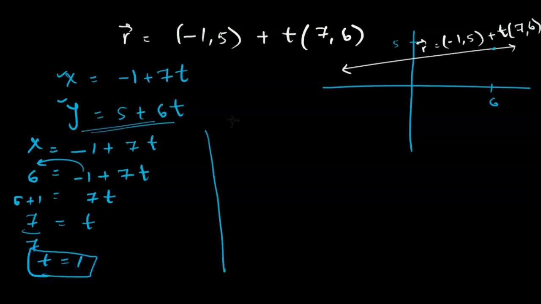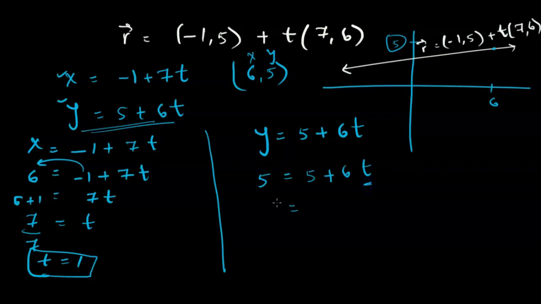Similarly, we'll solve for t from the y equation. So we have y equal to 5 plus 6t. The y value that we're going to put in is 5, because we're looking for point (6, 5). X was this, y is this. And then we isolate t again. 5 minus 5 is 6t. This is 0 equal to 6t. So t is equal to 0.